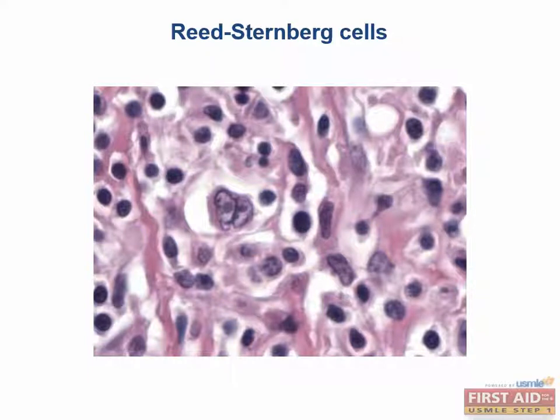A USMLE favorite is to present a vignette and show a picture like this one, asking either the diagnosis or some feature of the diagnosis. Do you see the cell in question? This is an example of the Reed-Sternberg cell. If you see these cells, definitely think Hodgkin lymphoma.